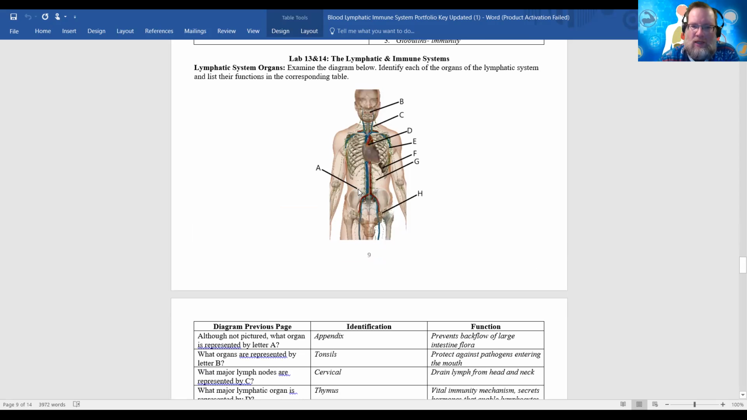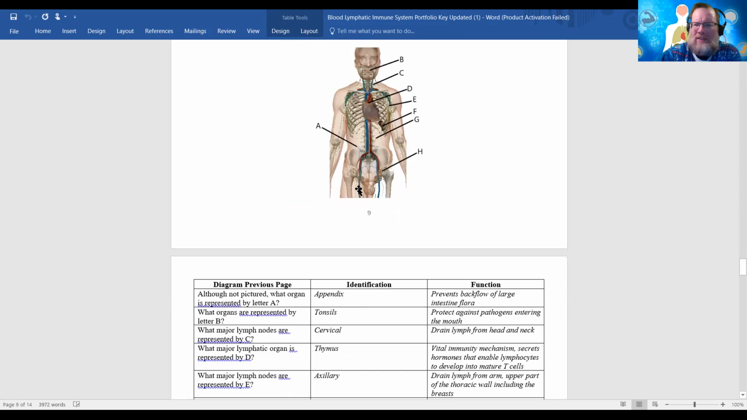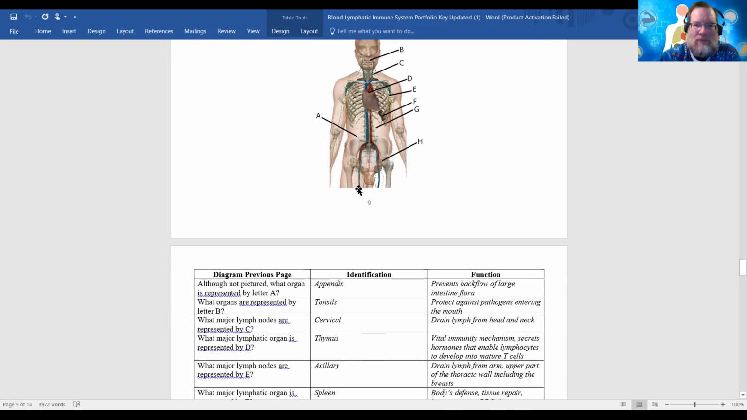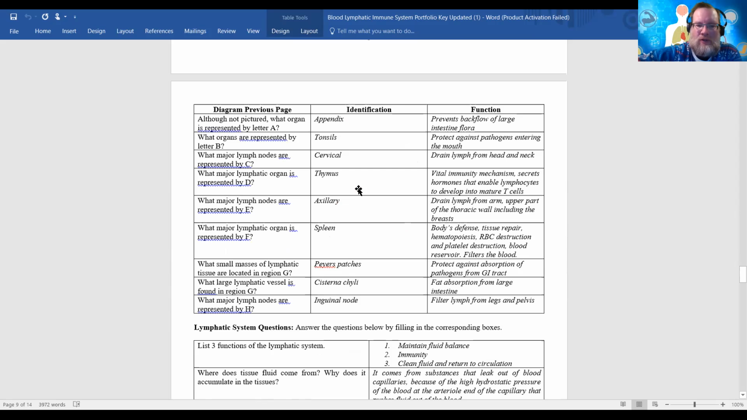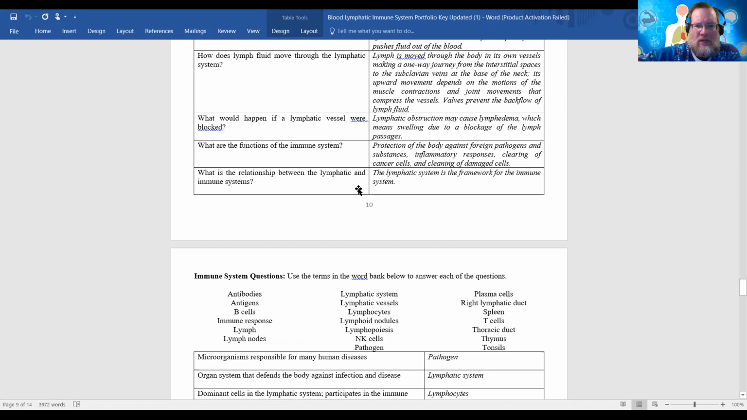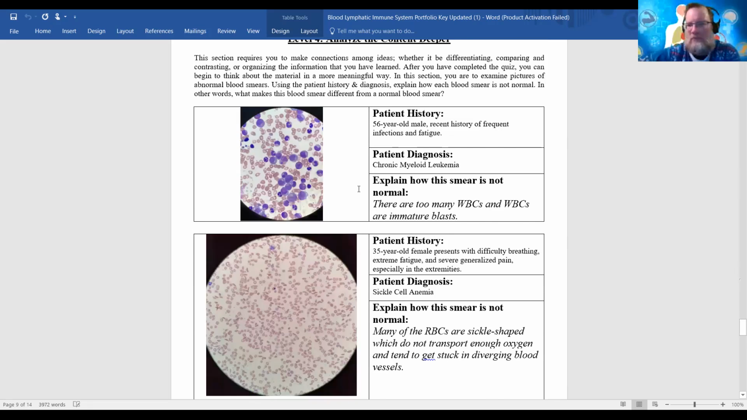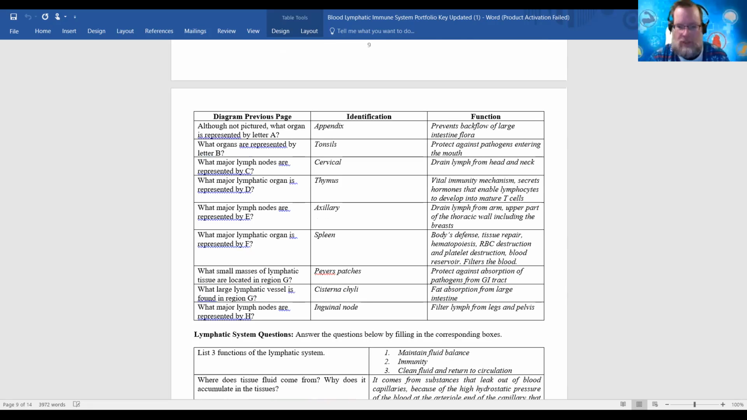Okay, letter A. The appendix, they've kind of concluded that it has a role in the immune system. Has to do with your intestinal flora. We'll talk more about the appendix on Tuesday. But anyway, that's your lymphatic identification. And then I think that's about it. Yep. So anyway, you guys should be good on those. So make sure you get those plugged away at over the next couple of weeks.